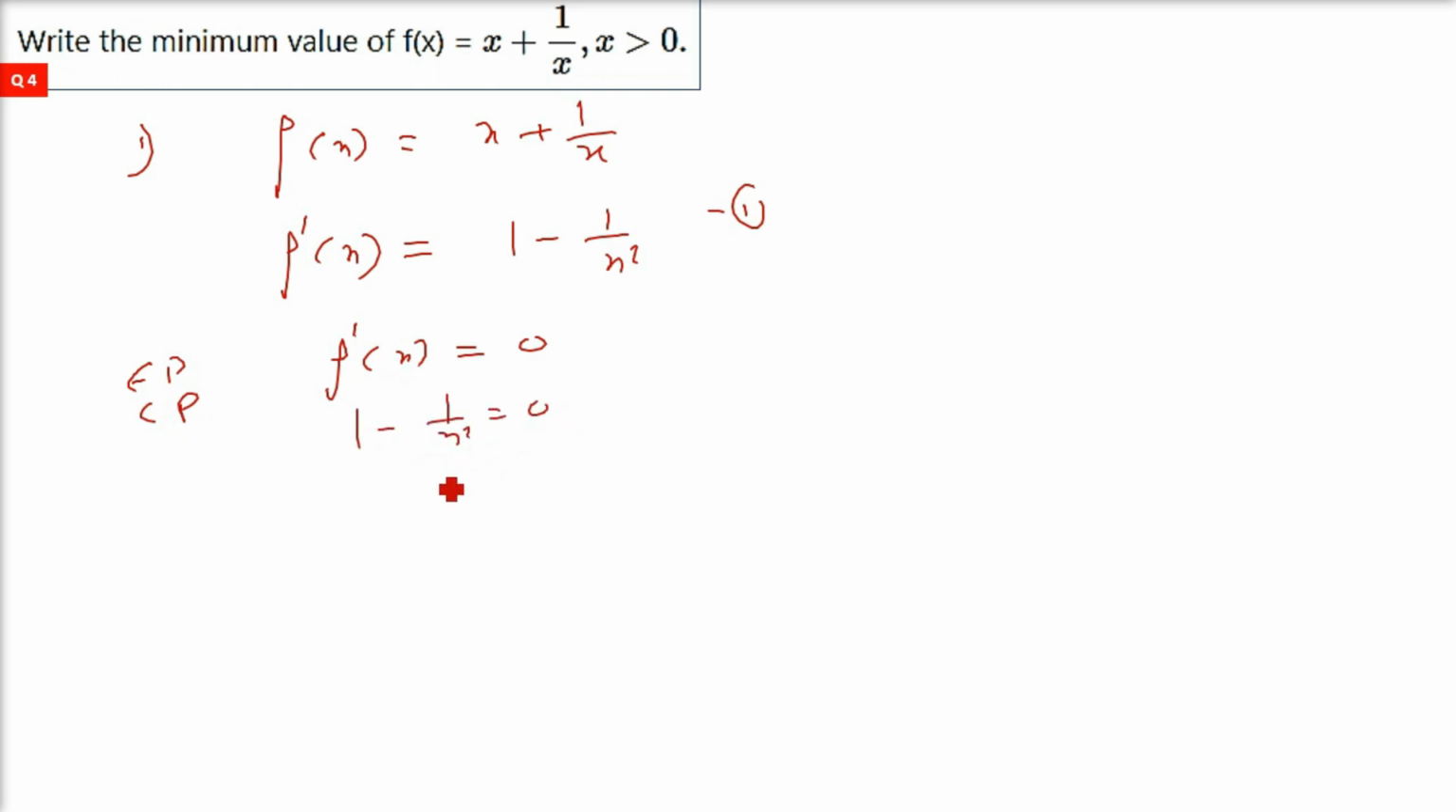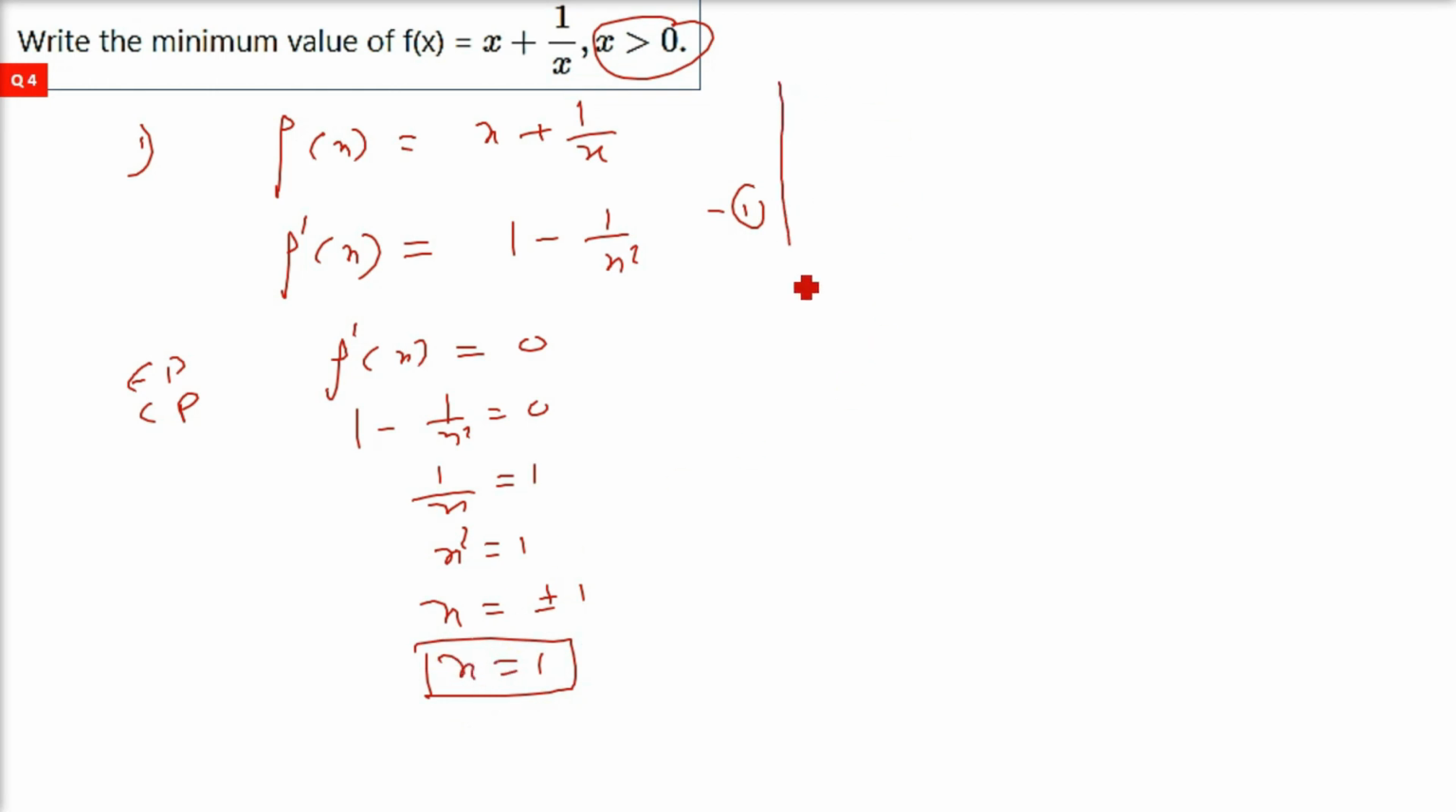1 minus 1 by x square is equal to 0. 1 by x square equals 0, x square equals 1, x will be equal to plus or minus 1. Now, are we going to take both the values? No. Because x is greater than 0, we cannot take x less than 0, so we need to take x equals plus 1, or 1.